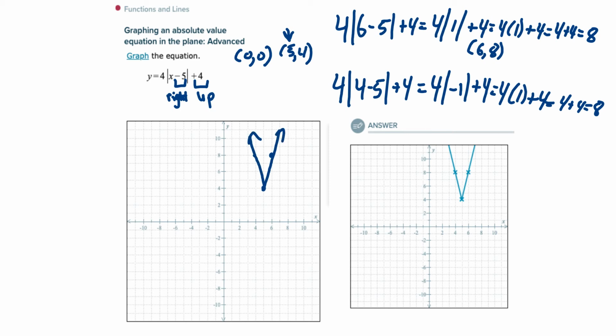Now, you could also plug in like 7. But the problem is once you plug in 7, you're actually going to be off the graph. Or you'll be hitting it just there at the end, actually. Because that would be 4 times 2, which is 8, plus 4, which is 12. So those points would be right there on the edge of your graph. And that is it for graphing absolute values.